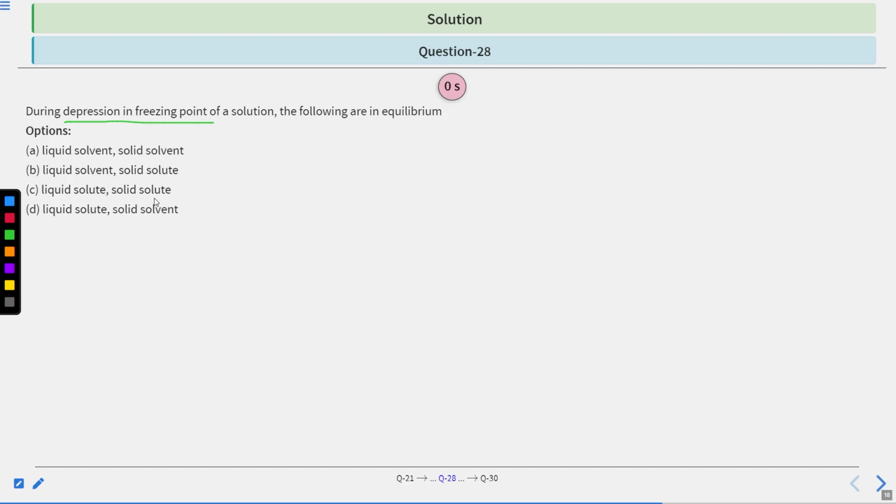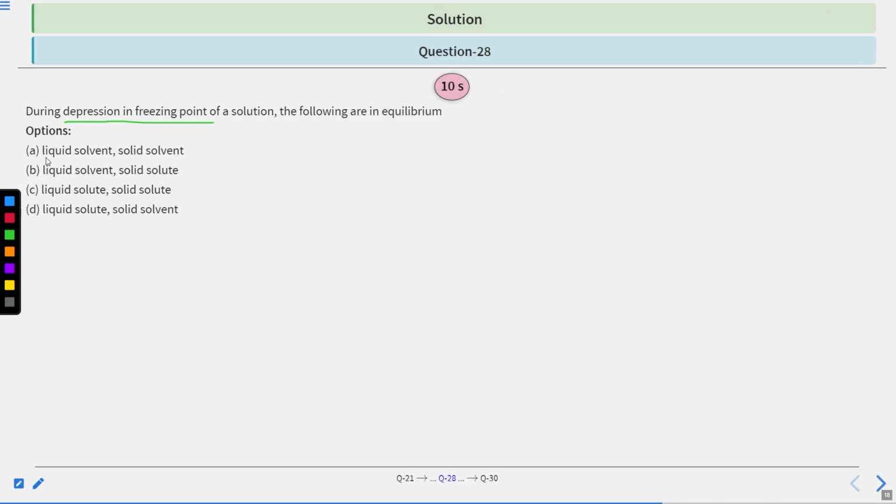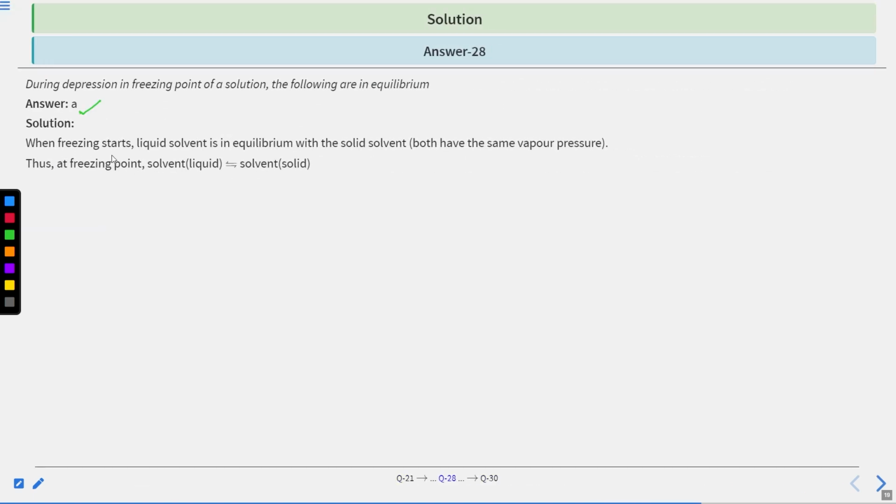Okay, so the correct answer is option A, that is, liquid solvent and solid solvent are in equilibrium. So let's see. When freezing starts, the liquid solvent is in equilibrium with the solid solvent. Both have the same vapor pressure, and thus at the freezing point, the solvent in the liquid state will be in equilibrium with the solvent in the solid state.